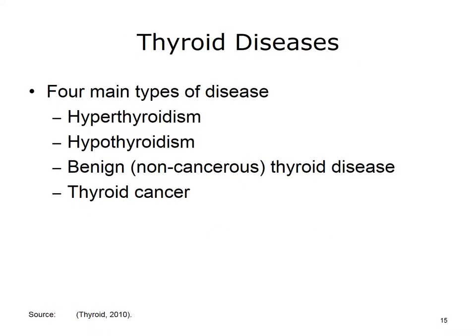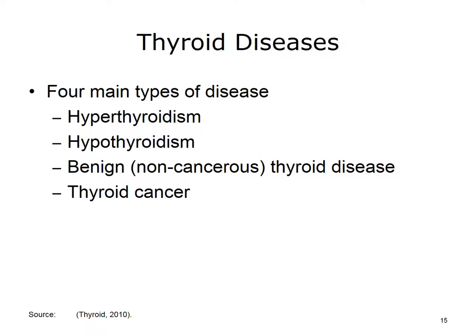Millions of people in the U.S. have thyroid diseases. Most of them are women. If you have a thyroid disease, your body uses energy more slowly or more quickly than it should. There are four main types of thyroid disease.